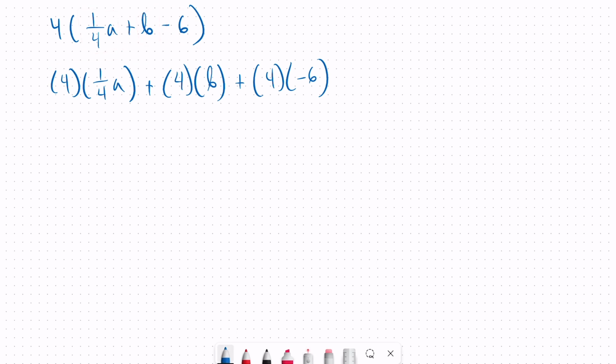Now what we have to do is multiply the first term. We have 4 times 1/4 a, and of course, you can put the 4 over 1, then multiply across. We get 4 over 4, which is just going to give us 1a, or just a, plus 4 times b, which is 4b. And then we have 4 times -6. We have a positive 4 and a -6, so that is going to give us -24. When a positive number multiplies by a negative, we get a negative. So this is our final answer for problem number 2.